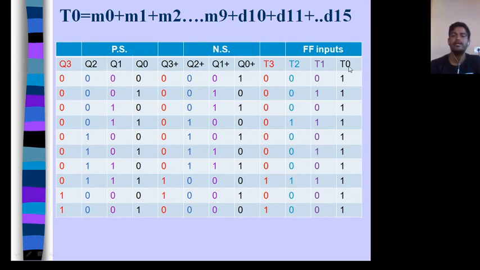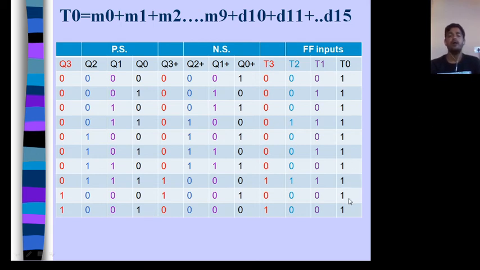Now T0, Q0 XOR Q0 plus, 0 XOR 1, 1. You can see here is 1, 0, 1, 0, 1, 0, 1, 0, 1, 0. Here is 0, 1, 0, 1, 0, 1, 0, 1. So opposite. So always 1.